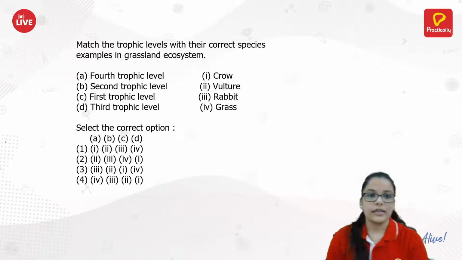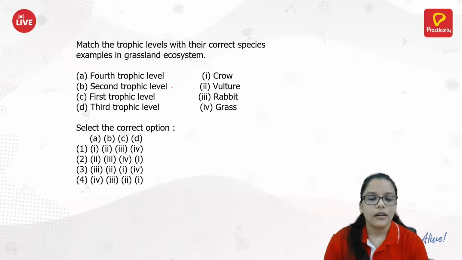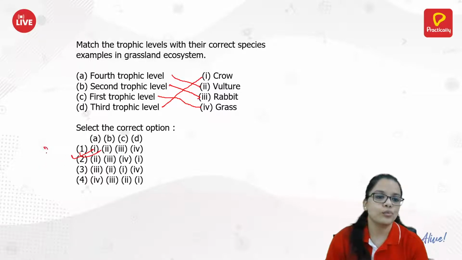Okay, next, another one. Oh my god, how many are there? Match the following. First trophic level will always be the producer, which is grass. Second is the primary consumer, rabbit. Third will be crow, and fourth will be vulture. Okay, so the answer is 2.